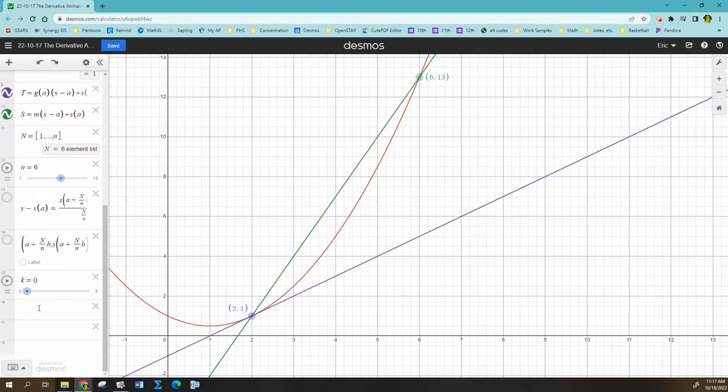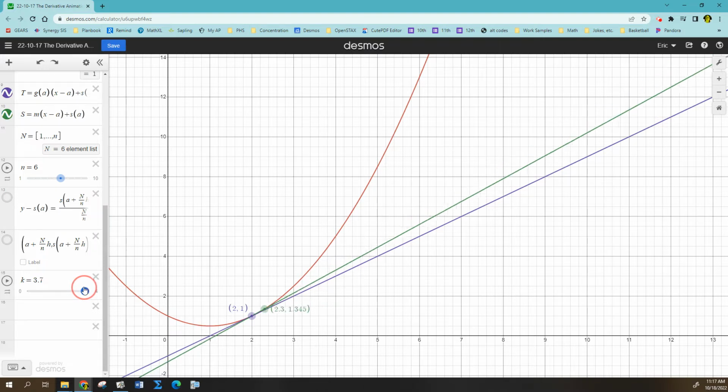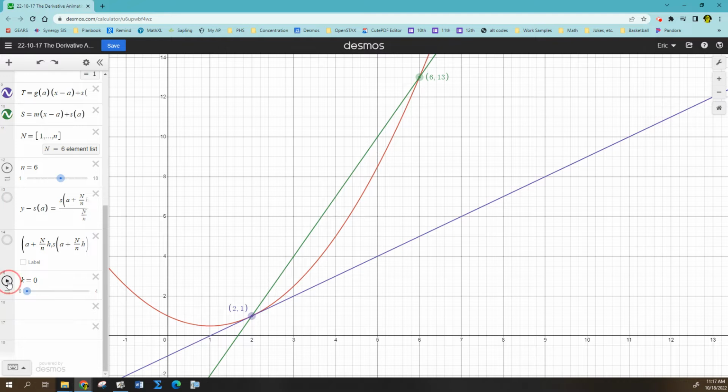Okay, that's right. So look, if I draw that point in more closely, look what it does. That secant line starts to look more and more like the tangent line. Everybody see that? Right? Look at that process.